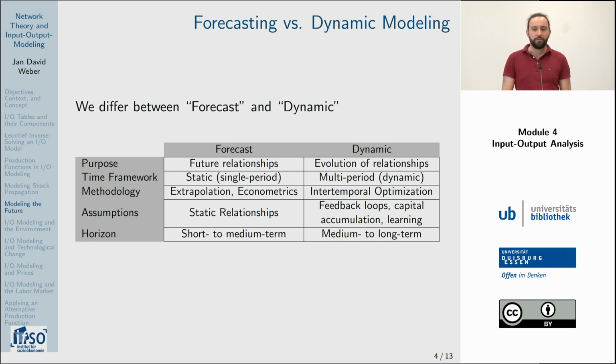Dynamic is a little bit different. Here you have evolution of relationship between sectors. You have mostly multi-period models where the timeline, so different years, are interconnected with each other. And you apply an intertemporal optimization, you have feedback loops, you can have capital accumulation, and you have learning mechanisms which change the model from year to year. And that's why those models are more used for medium and long-term analysis.